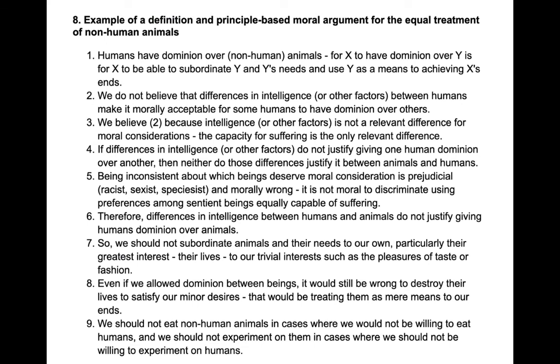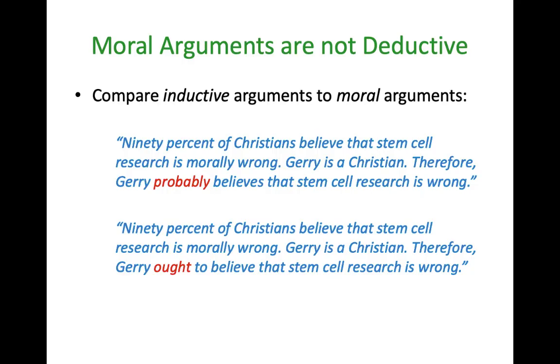Here's a pretty long one here. This is probably worthy of a longer discussion. I may use this in one of our discussions. This is an example of a definition and principle-based moral argument for the equal treatment of animals. And the grand conclusion here is that we should not eat animals or use them when we don't need to, unless we are willing to do the same to fellow humans. Sounds crazy, but look at the argument. Evaluate it for yourself. All right, so summing up, a few more slides here.